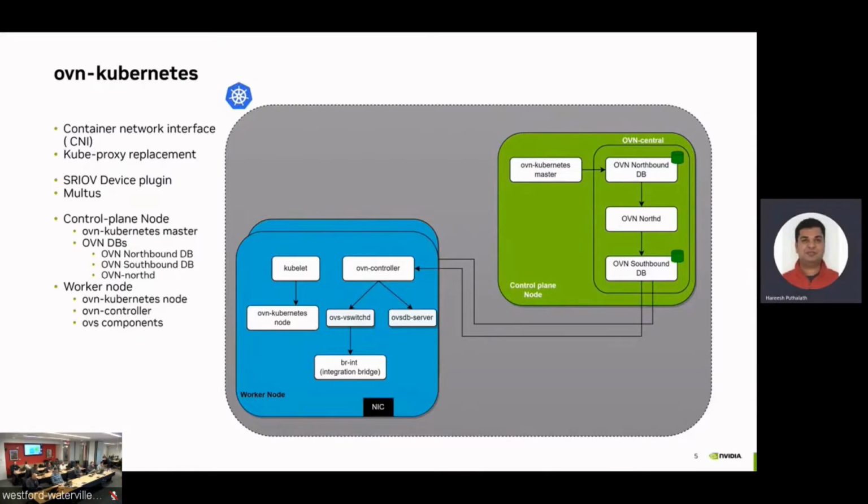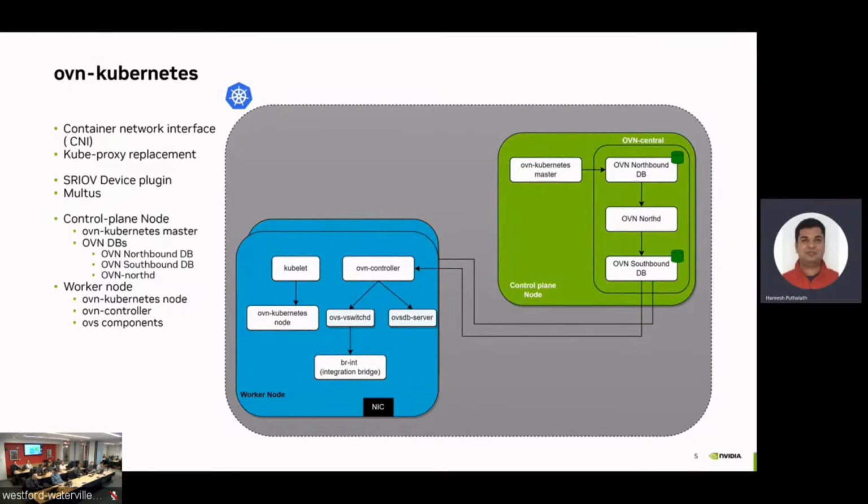Now let's take a look at the Ovn-kubernetes components itself. On the control plane node, we have the Ovn-kubernetes master, which interacts with Ovn northbound database. We have the Ovn southbound database and Ovn northd. Ovn-kubernetes master is the main glue between Kubernetes and OVN. Ovn-kubernetes master tracks Kubernetes state and watches for events in Kubernetes, anything which has relevance on the network side. When it sees that, it updates the configuration in the Ovn northbound DB.